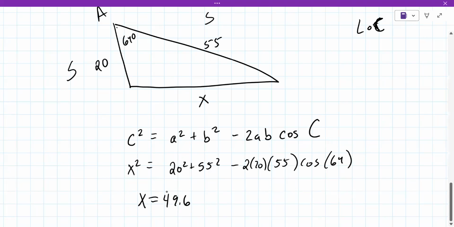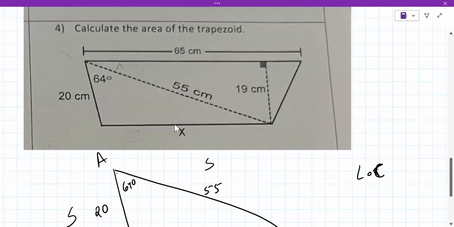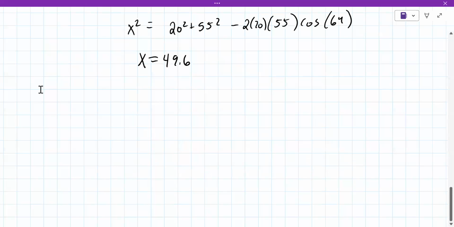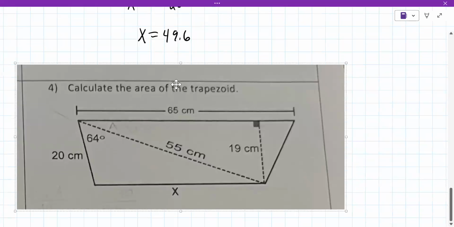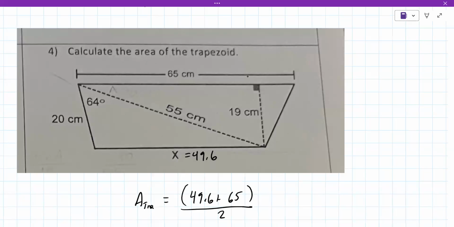Okay, it feels like we've done a lot. Like, are we done? No, we're not done. That's just base 1 or base 2, depending on how you're looking at it. So I have the advantage here where I can just grab it and reframe the problem. We got 49.6. So the area of the trapezoid here is base 1, 49.6, plus base 2, divided by 2, all times the height, 19.